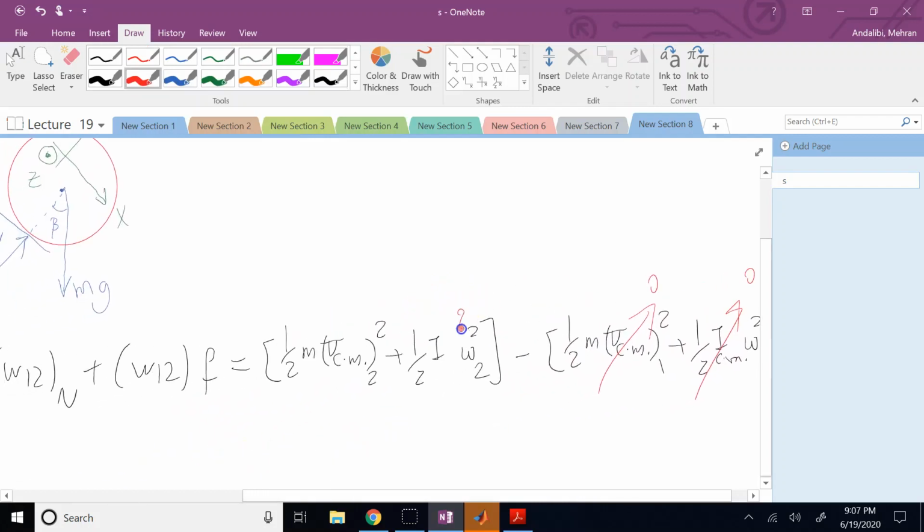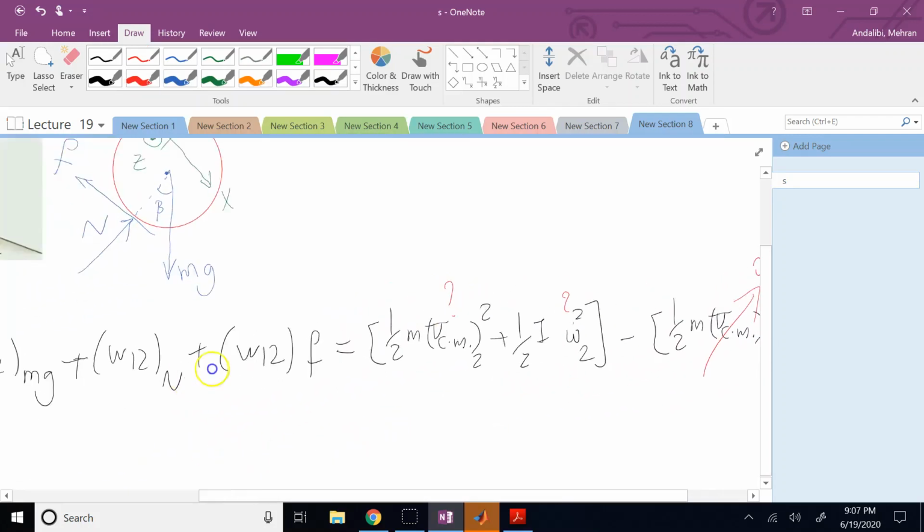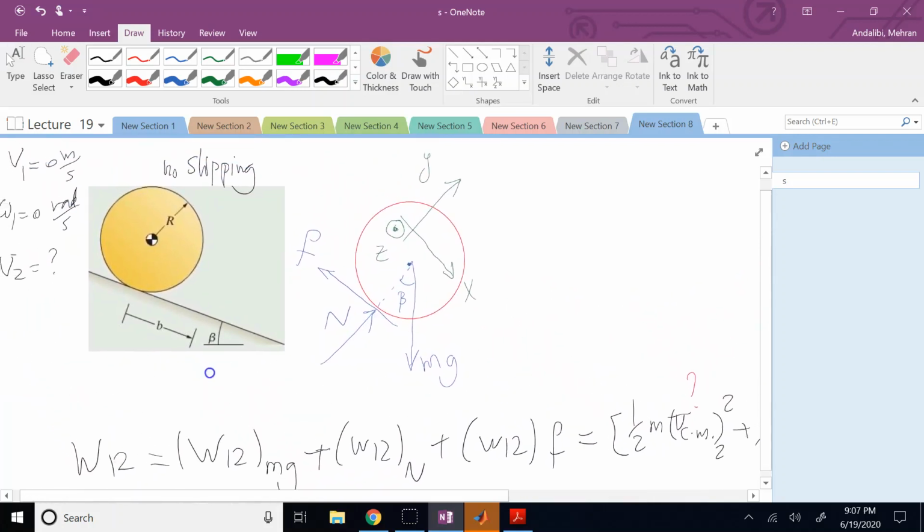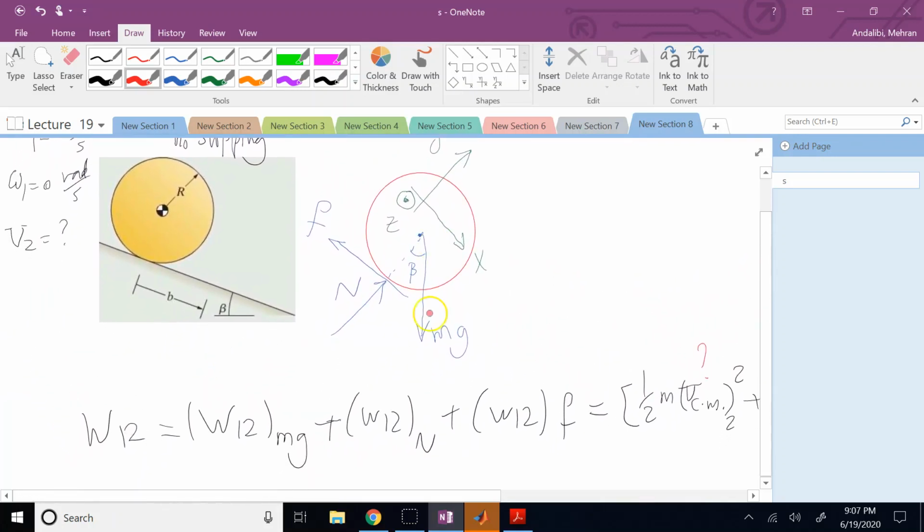In the second position, omega is unknown, v is unknown. Now let's focus on the work done by these forces. Clearly, the work of n is 0. First, if you notice, n and friction are both applied to this point A, and gravity is applied to this point C, the centroid.